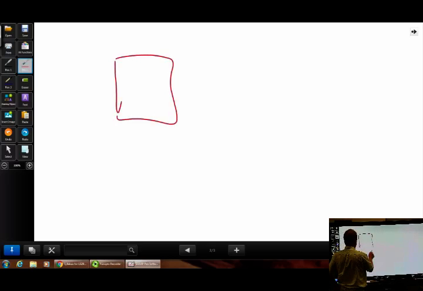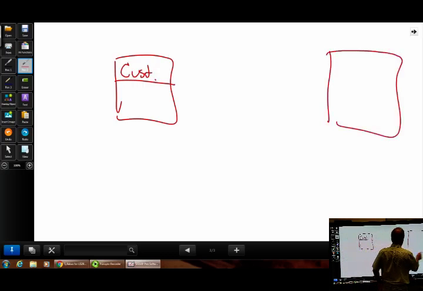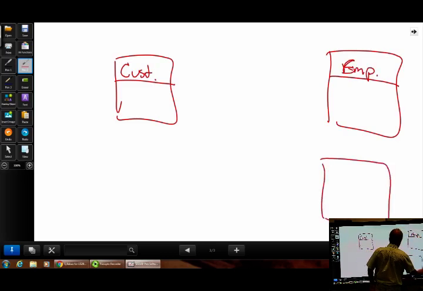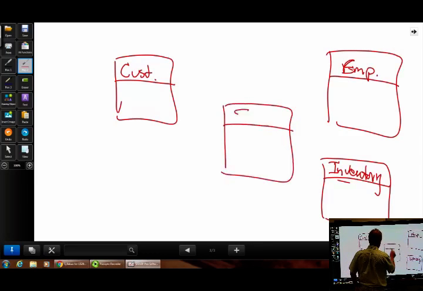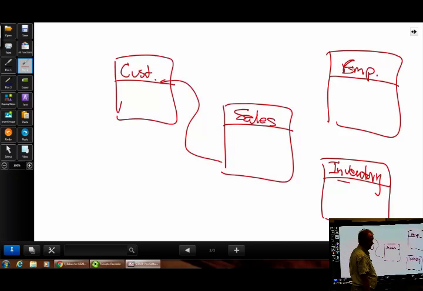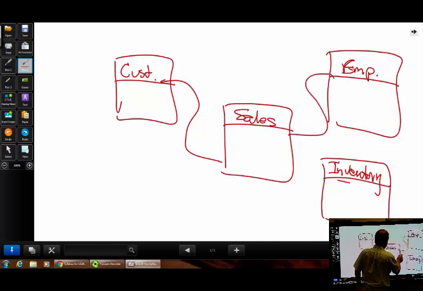Let me give you an example. Let's say you have a customer table. Let's say you have an employee table. And let's say you have an inventory table. Then you want to sell something. Your sales table is where a customer buys something from you. The employee sells it to them, and they sell them something.